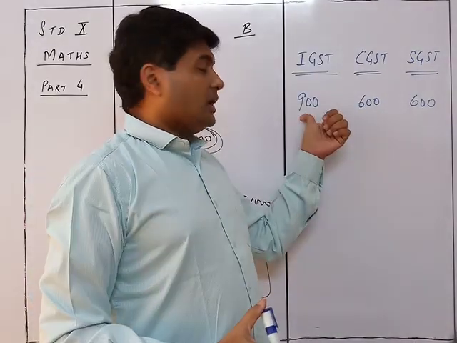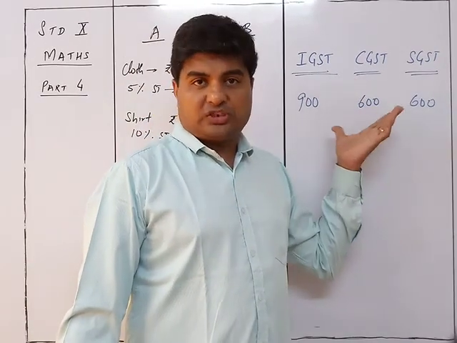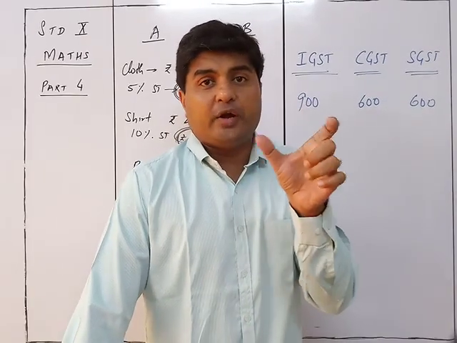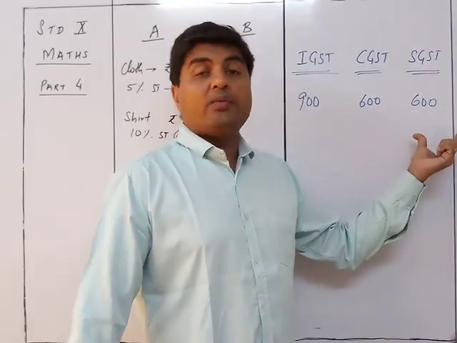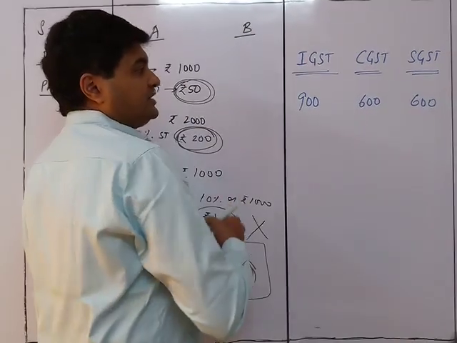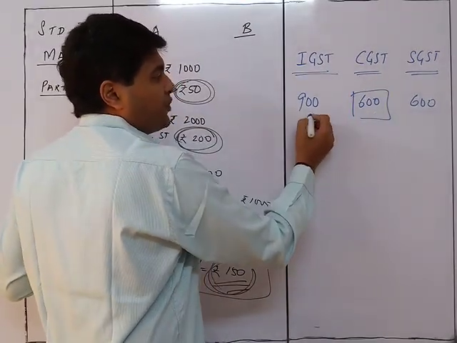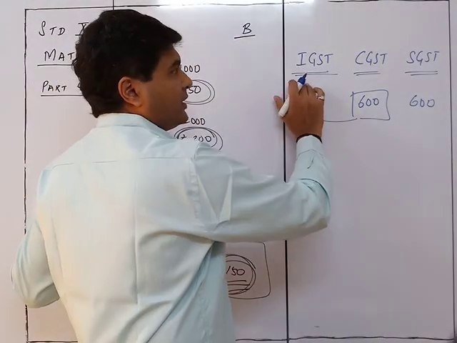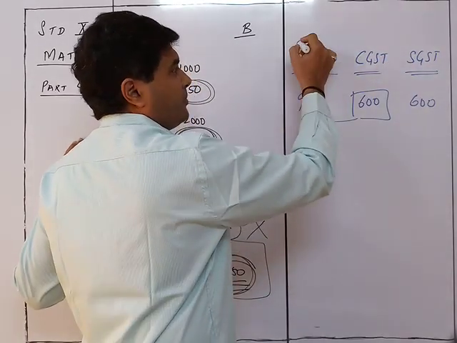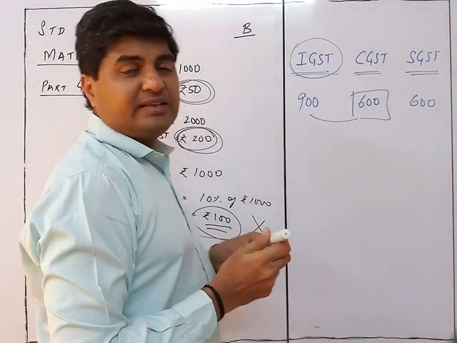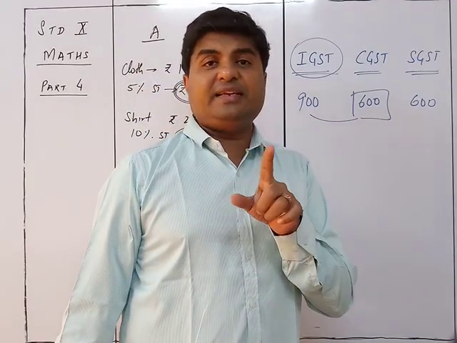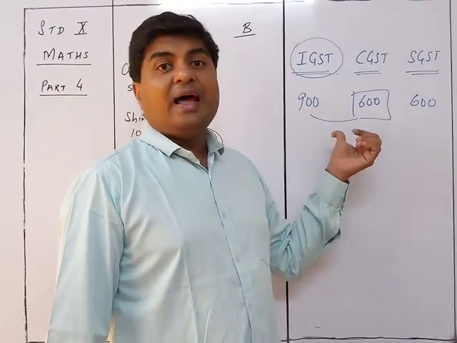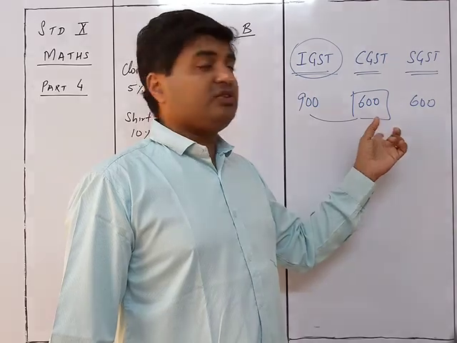So that means the original input tax was 900, whereas the output tax was 1200, but 1200 was not one single amount, it was divided into two parts, 600 and 600. Then what will happen? First of all, this 600 will be paid from this 900. Accordingly, CGST payable will be automatically adjusted from the IGST. So adjustment from the IGST will first take place in the CGST. Why? Because both are central government. IGST is also central government, CGST is also central government.